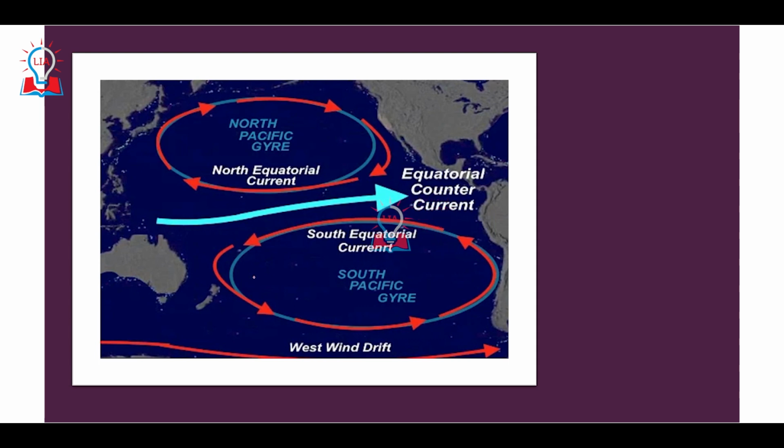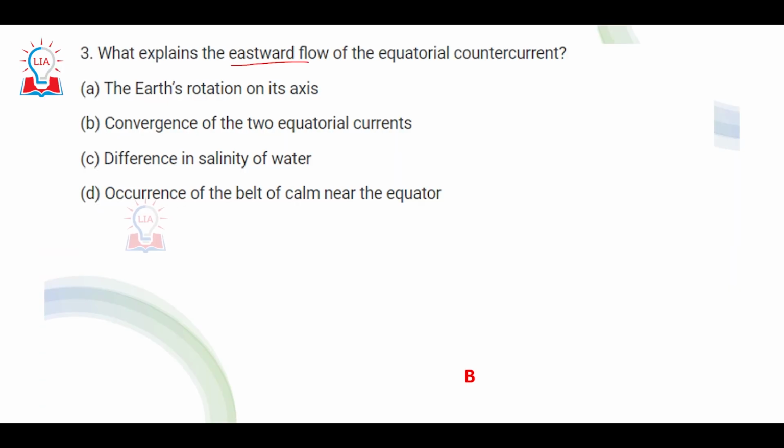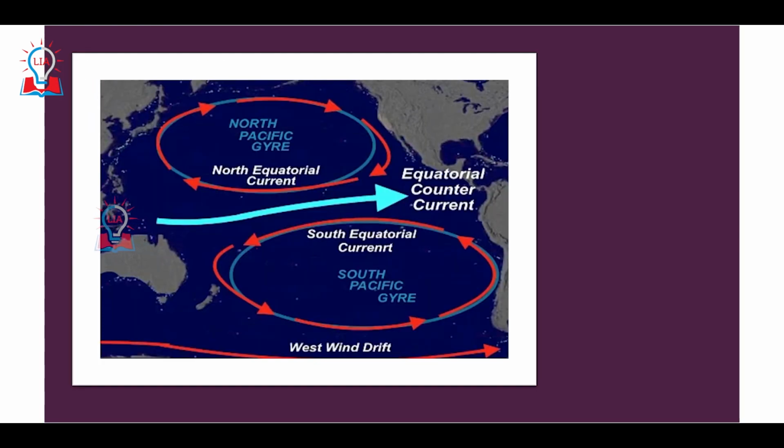And in the South Pacific Ocean, it happens in the anti-clockwise direction, which is also represented by the red arrows. This is what we call the North Pacific gyre, and then we have the South Pacific gyre. A similar kind of circulation we also observe in the Atlantic Ocean. So the question is asking about the equatorial countercurrent. As we can see from this diagram, the equatorial countercurrent is actually moving against the flow of the north equatorial and the south equatorial currents.